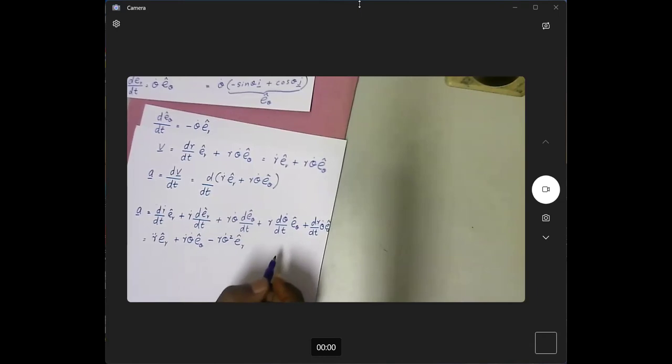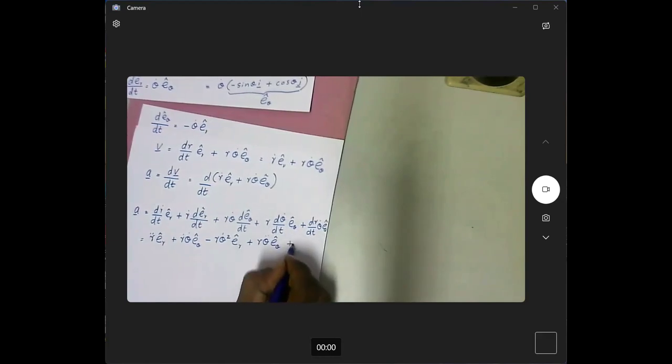The minus r theta dot square er, plus d theta dot over dt is theta double dot, r theta double dot d theta, plus this will be r dot theta dot d theta over dt.